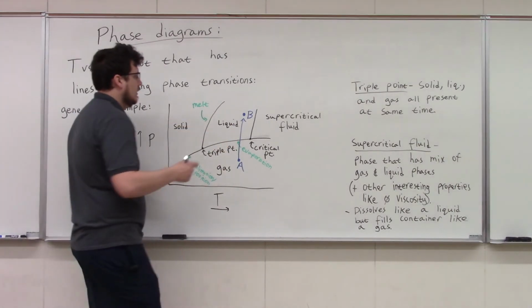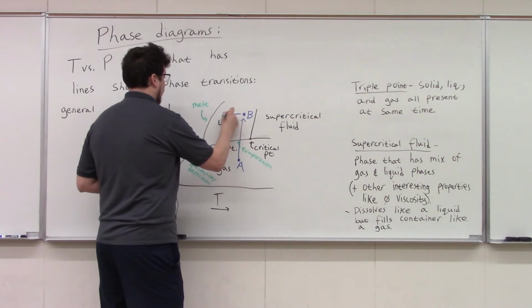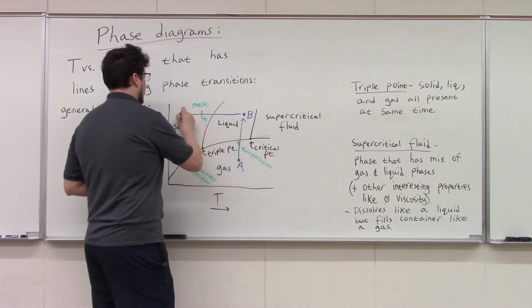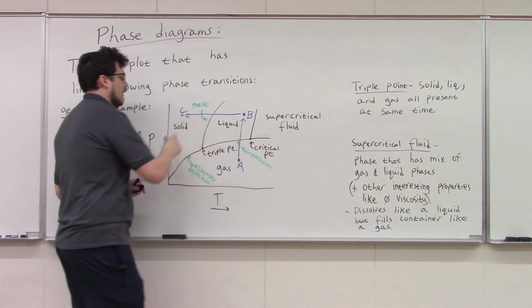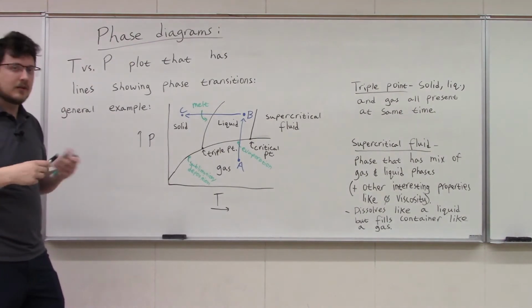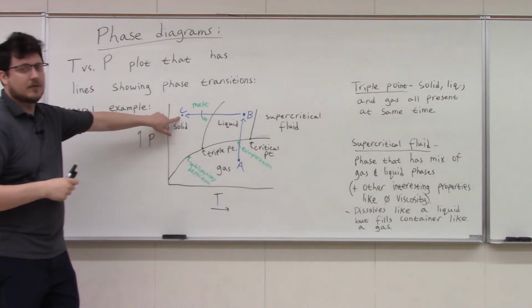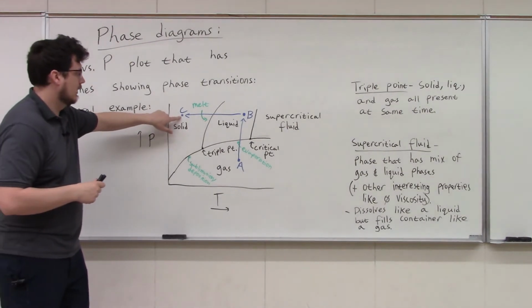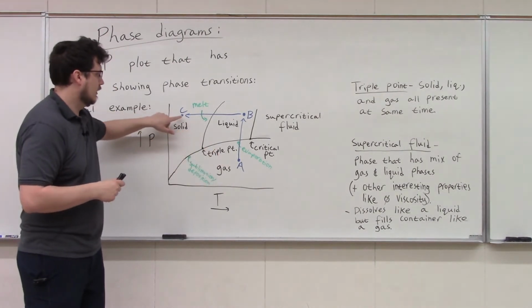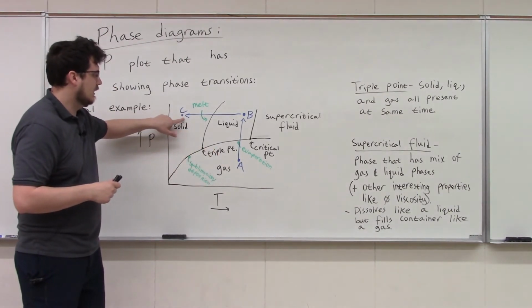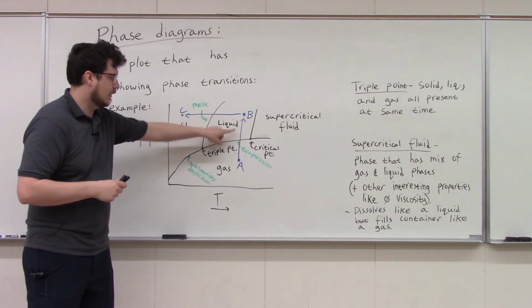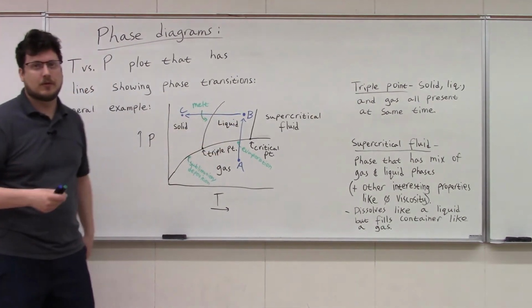And then maybe we cool it down, and we get to point C, in which case we freeze it, we solidify it, now we have a solid. And then we can bring it back to point A. What would we do to get to point A? Well, we'd have to heat it back up, and then we'd have to drop the pressure. That's what we would do.